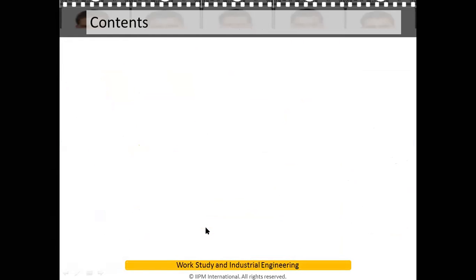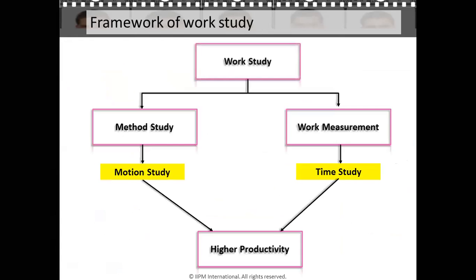Then we have the work study and industrial engineering. In the framework of work study, we have method study and we have work measurement. Example of method study is motion study. Example of work measurement is time study, and both are targeted towards higher productivity.